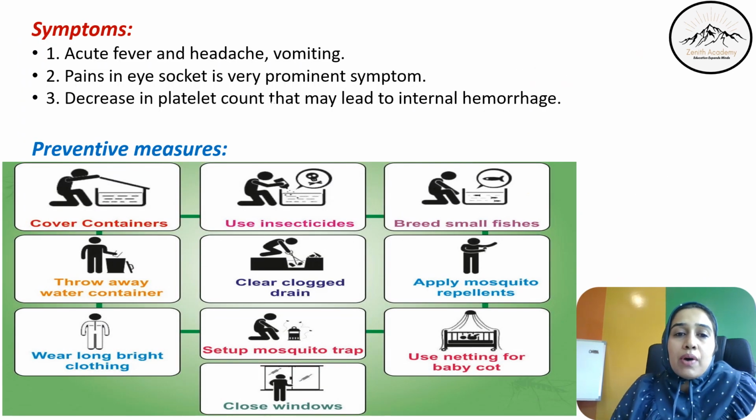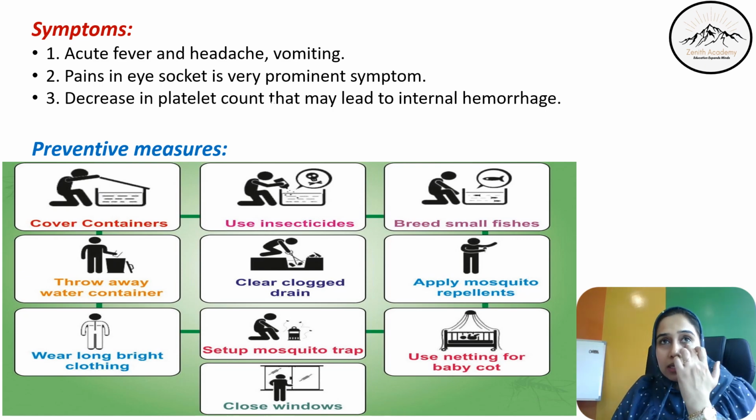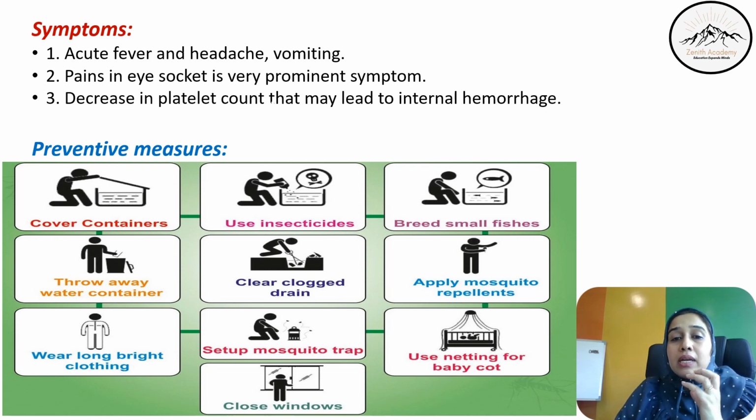Symptoms of dengue are acute fever, headache, vomiting, and pain in the eye socket. Now this area around the eyes is called the eye socket. So pain in the eye socket is a very prominent symptom of dengue.